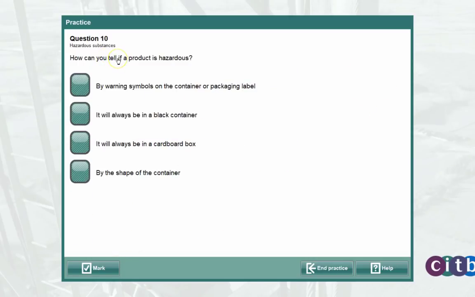How can you tell if a product is hazardous? By warning symbols on the container or packaging label. It will always be in a black container. It will always be in a cardboard box. By the shape of the container.